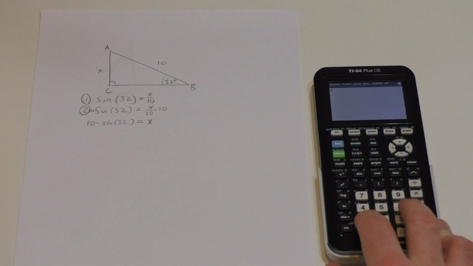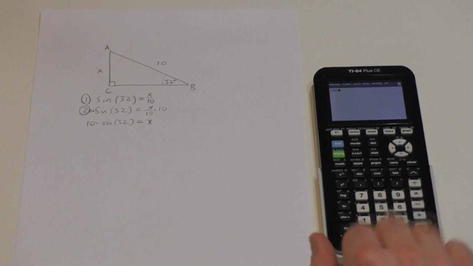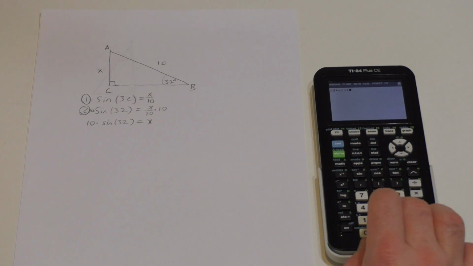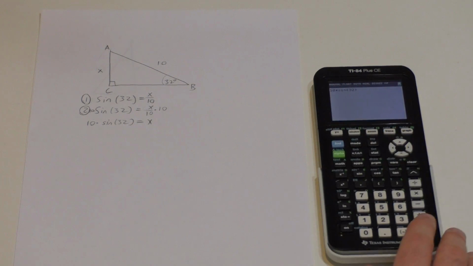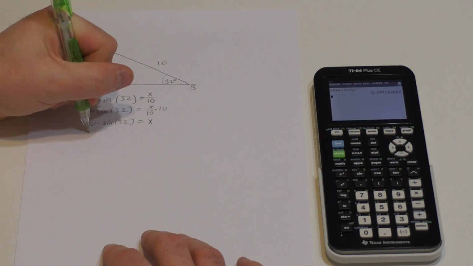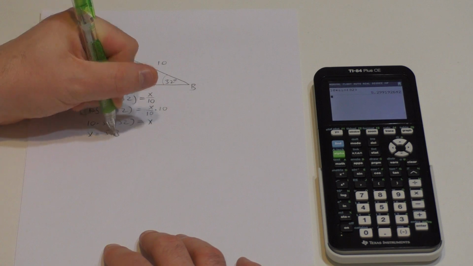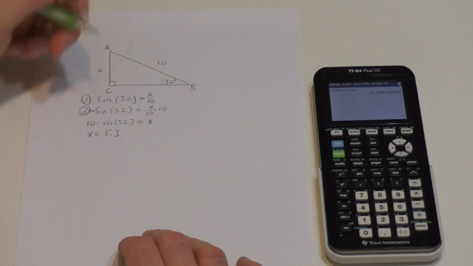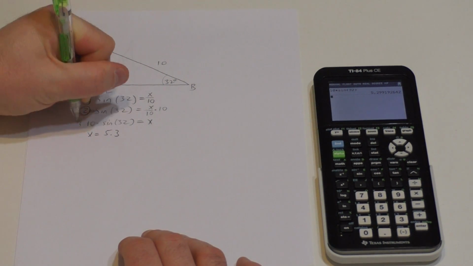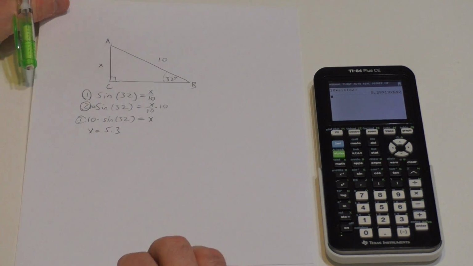So I'm going to just put the same thing in the calculator as I have on my paper. 10 times sine of 32. Hey, let me make sure I'm in degree mode. Okay, I'm good. I'll press enter, and there's my answer. I'm just going to round it to the nearest tenth. So I've got x equals 5.3, because it's 5.299. So that was my third step right there, just to solve and use my calculator. So let's do the next one.